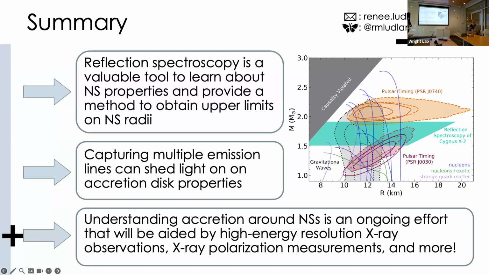Okay, questions for Renee? So with your neutron star and companion like system, when they're orbiting each other, does that introduce modulations to the signal that affect your transient?